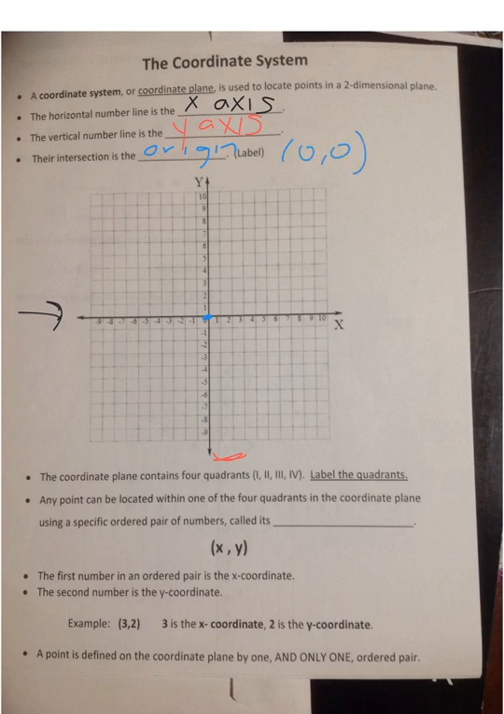The coordinate plane contains 4 quadrants. They are all in Roman numerals, and it goes counterclockwise: 1, 2, 3, and 4. Any point can be located within one of the 4 quadrants in the coordinate plane using a specific ordered pair of numbers. These are called its coordinates.